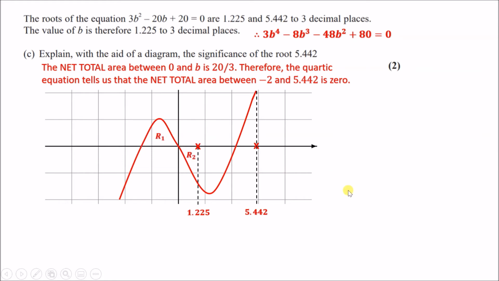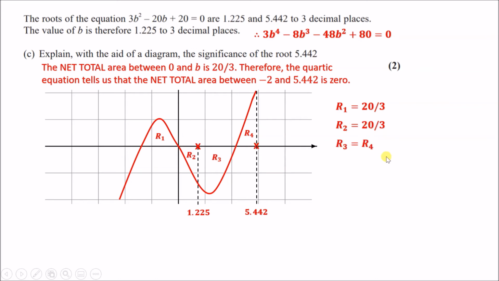We've got a bunch of areas, yeah? R1, R2, which we know. We also have R3 and R4, which is new, just for the purpose of the example. We know that the first 2 areas are 20/3, and because we know that the net total area between 0 and b, so 0 in this point or 0 in that point, is 20/3, we can actually say that these two have to be equal. Okay, they have to give you a net total of 0. So in other words, we can say R3 equals R4.